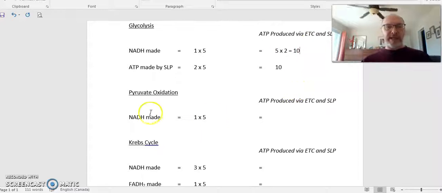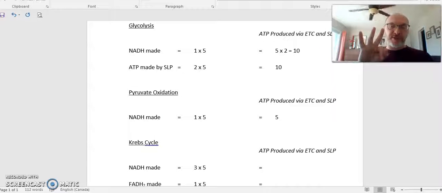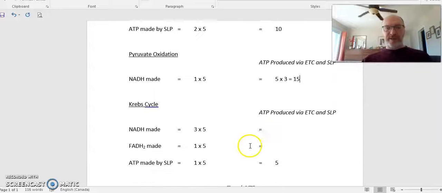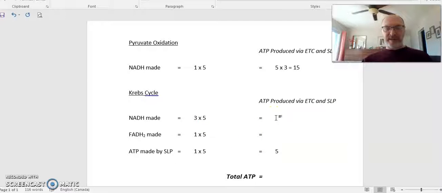Okay, the NADH made in pyruvate oxidation. Again, that's happening inside the mitochondria. They're going to pump 3 protons, and we're going to get 1 ATP per proton, and that's going to give us 5 times 3, which is 15 ATP. Same thing for the Krebs cycle. We get 15 right here. NADH is being made because of 5 turns of the Krebs cycle, but that's going to be multiplied by 3 ATP, and so that gives us 45.